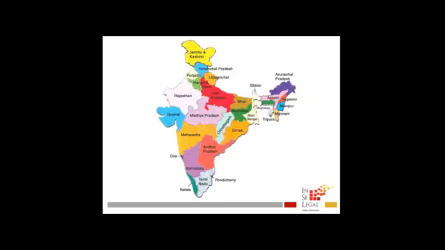Just again for a quick reminder on the size of the country: 29 states, one-third the size of the continental U.S., very diverse, linguistically, culturally, and so on. So that again means you have to be aware whether you're dealing with employees in metropolitan cities, whether it be Delhi, Mumbai, Bangalore, Chennai, or you're dealing with employees in smaller cities known as Tier 2 or Tier 3 cities.